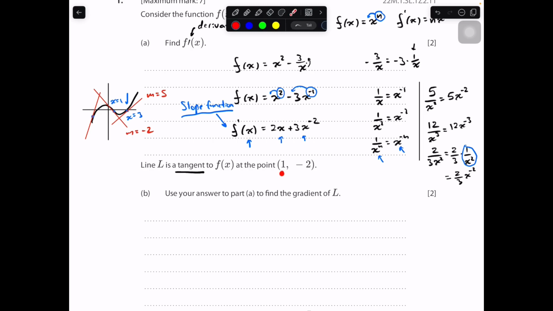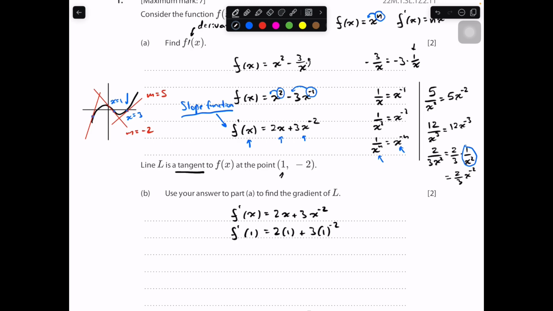So here, they're asking us to find a tangent line at this point (1, -2). Usually, actually always, the input for our functions, if it's just in terms of f of x, is going to be x. So we're really only concerned about this x here. So let's look at our slope function. f prime of x is equal to 2x plus 3x to the -2. And let's input this value of 1. If we input this value of 1 into our slope function, or our derivative, it's going to tell us the slope of a line at that given point.